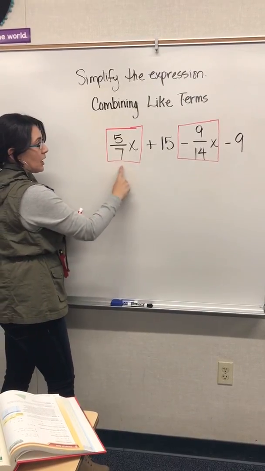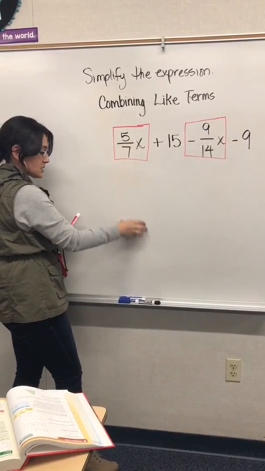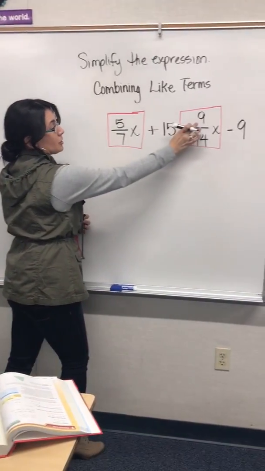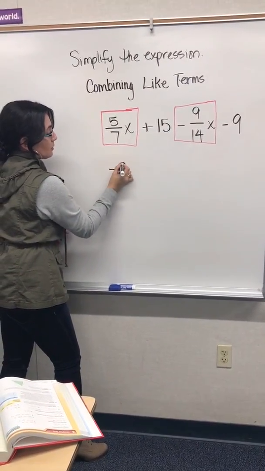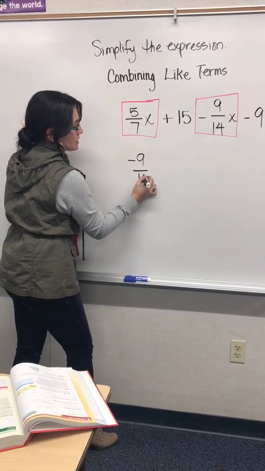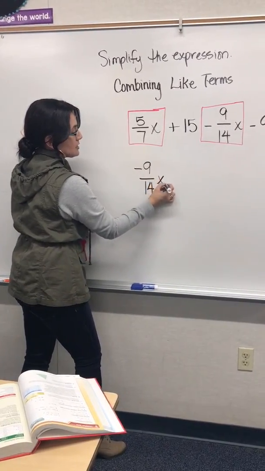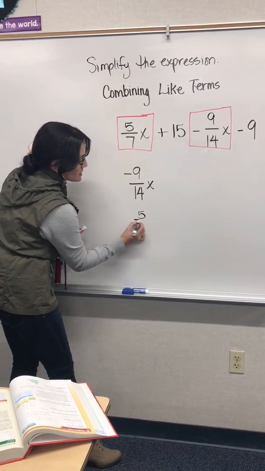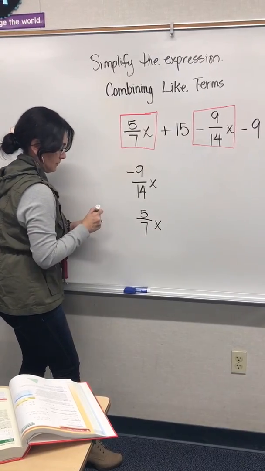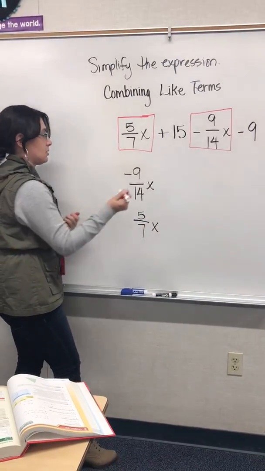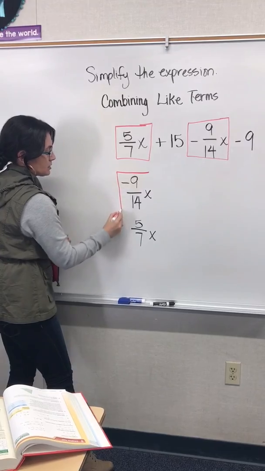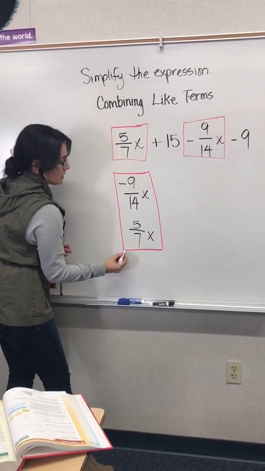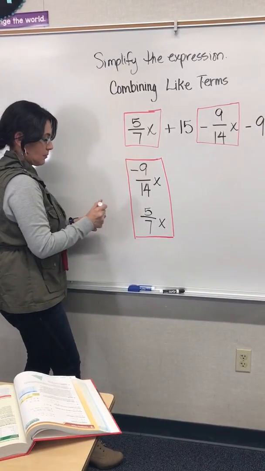I'm going to take and rewrite these vertically so that I know they belong together. So I'm going to take the larger fraction and put it on top, or the one that appears to be larger at the time, negative 9/14x, and then I'm going to line up the positive 5/7x right underneath it. Okay, and then I'm going to box it together so that I know that they belong together. And I don't forget that those two need to be added together or combined.